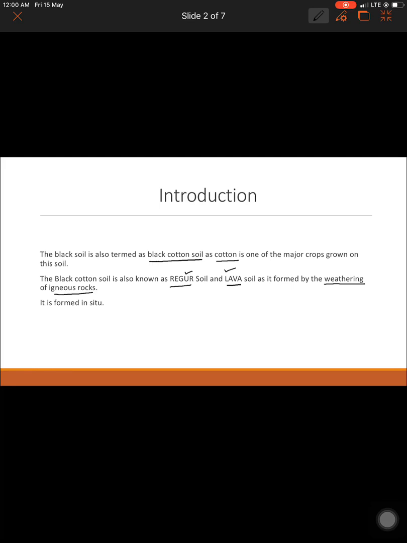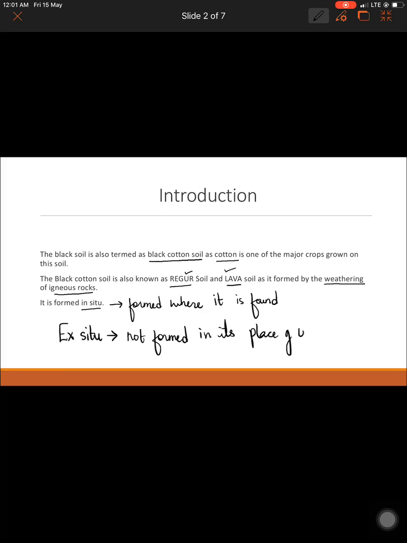And the third thing about black soil is that it is in situ in nature, meaning it is formed where it is found. Whereas alluvial soil is ex situ, meaning it is carried by rivers from somewhere else. So ex situ means it is not formed in its place of origin. So that is a quick introduction to black soil.